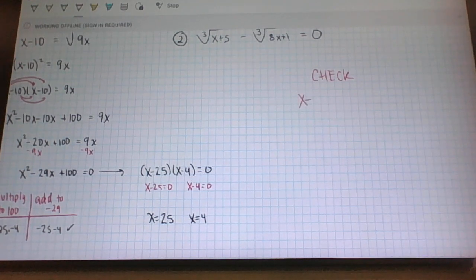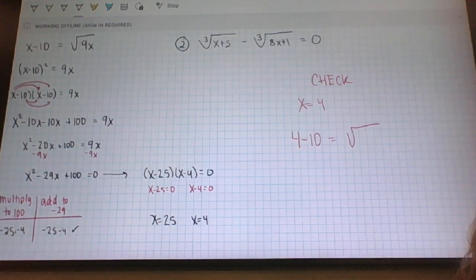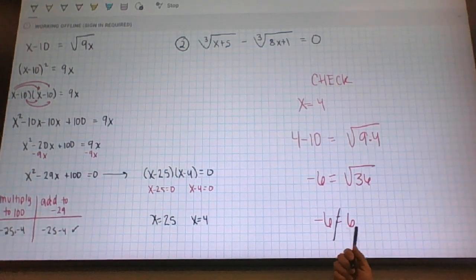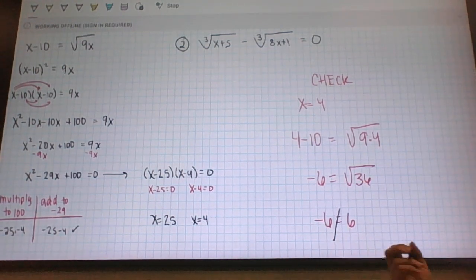So I'll check x equals 4 because it's smaller. I'm tempted just to check the smaller one first. Who wants to plug 25 in anyway? So I get negative 6 is the square root of 36. Negative 6 equals 6. I'm so confused about every plus and minus. Okay, so this doesn't work. The left is not equal to right.